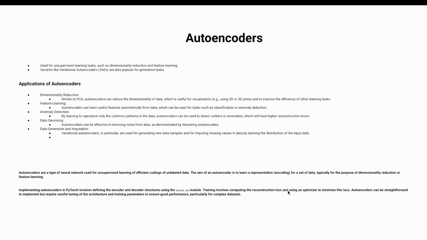Training involves computing the reconstruction loss and using an optimizer, which we'll see as we continue, to minimize this loss. Essentially, the goal of deep learning is to minimize the loss. Autoencoders can be straightforward to implement, but require careful tuning of the architecture and training parameters to ensure good performance, particularly for complex data sets.